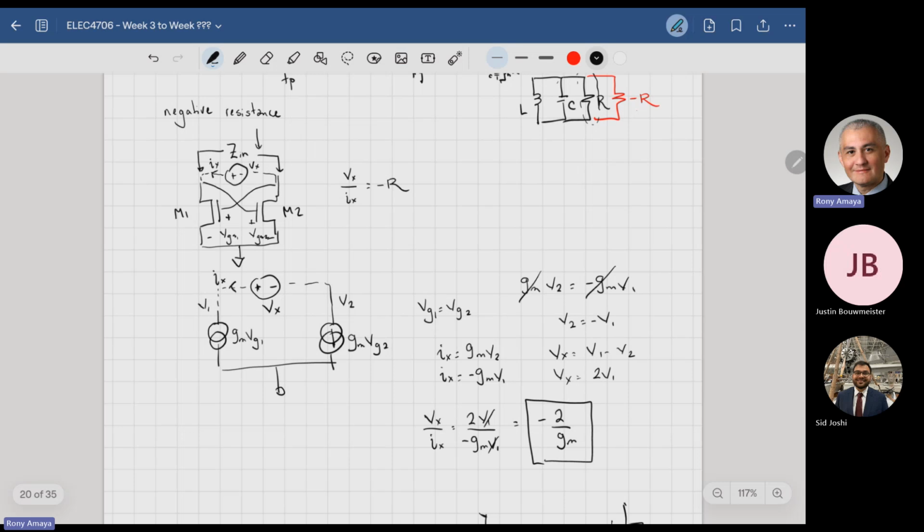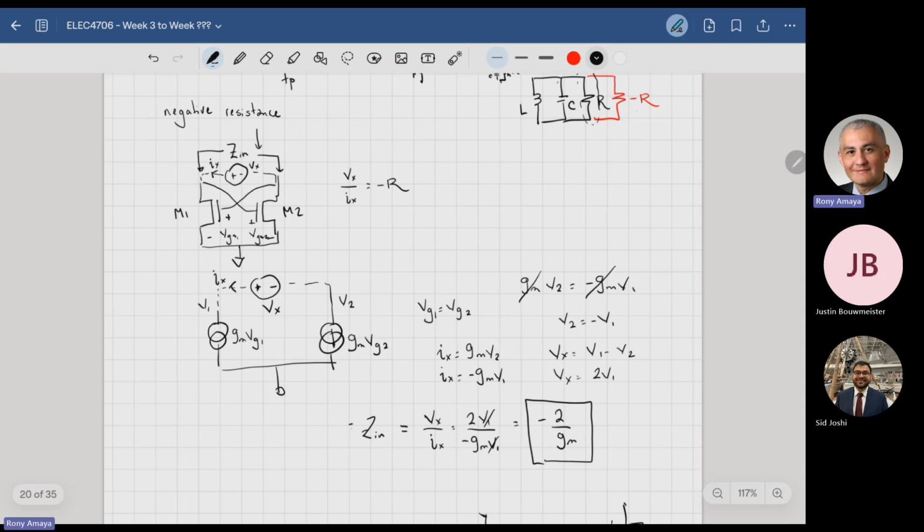So if you combine those together, you have Vx over Ix, where Vx is equal to 2V1 and Ix is equal to negative GmV1. You cancel the V1s, and you figure out that the actual resistance, Vx over Ix, or Zin, is equal to negative 2 over Gm. That's actually a negative value by definition, and it can be controlled by the transconductance of the device, which is controlled by the current or by the W over L.